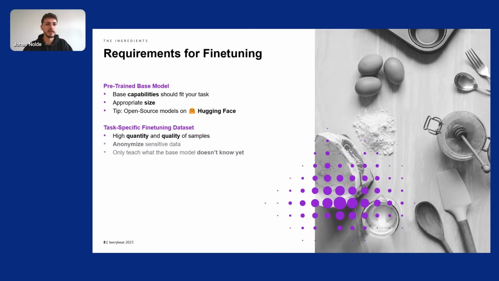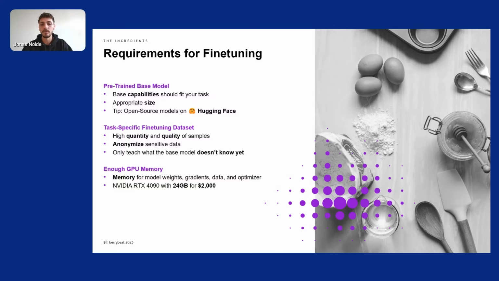Then you need a fine-tuning data set. You need high quantity and quality of samples. You can anonymize sensitive data if needed, or you should if needed. And specifically for fine-tuning, only teach what the model doesn't know yet. You should build on top of the base model's knowledge and not retrain it. You also need a GPU that can fit the model weights, gradients, the data, and the optimizer. We bought our 25 gigabyte GPU for $2,000. And lastly, you need a training script that does everything from loading the model to training to saving the model at the end.